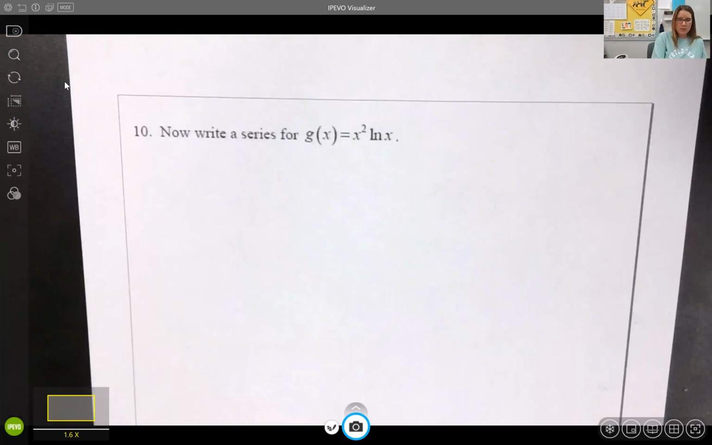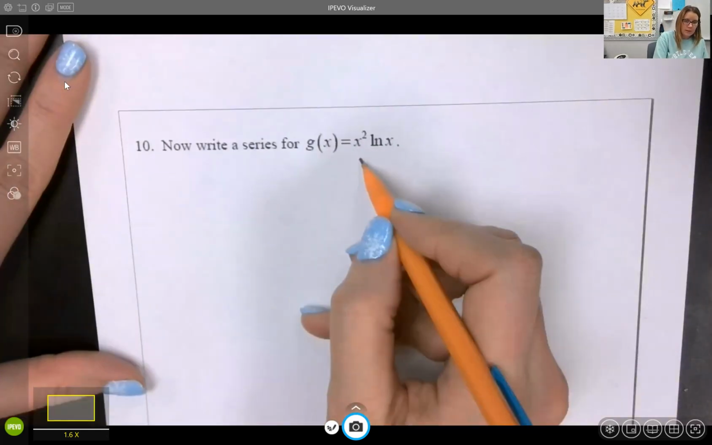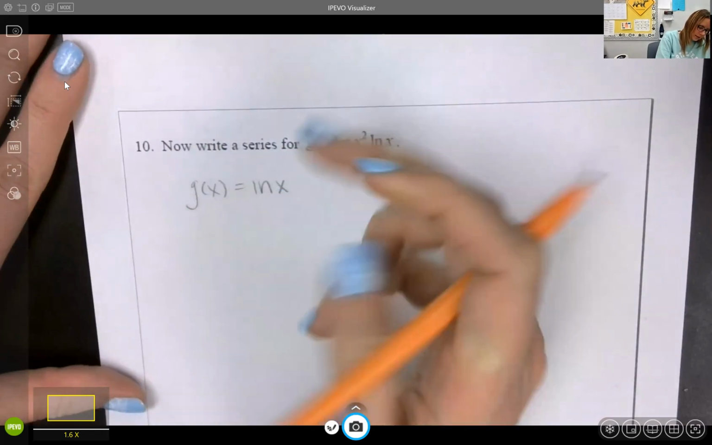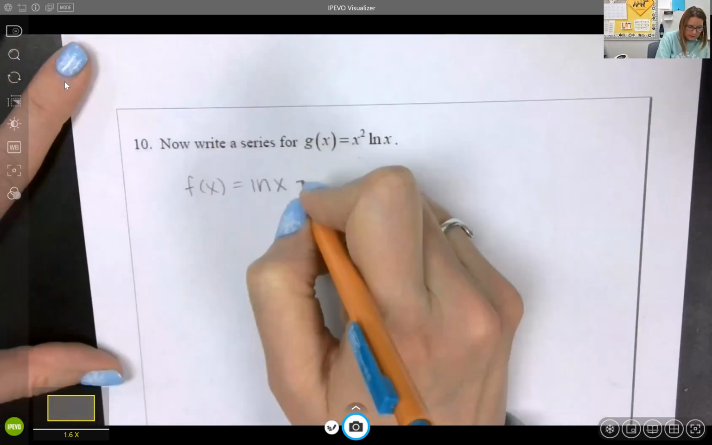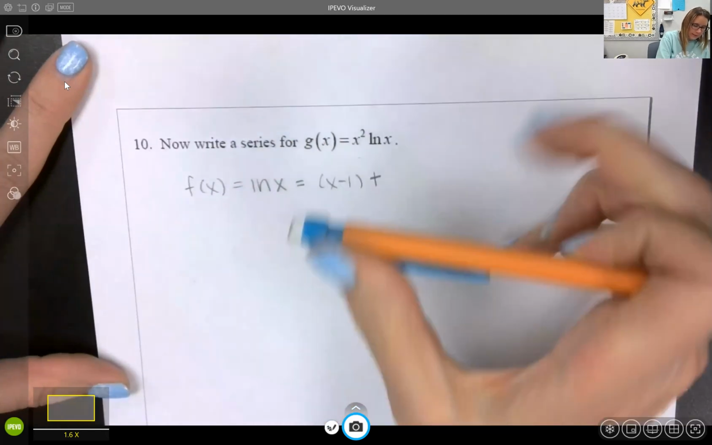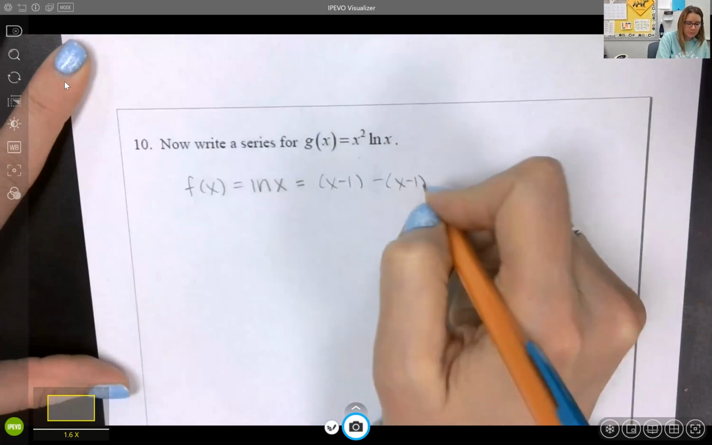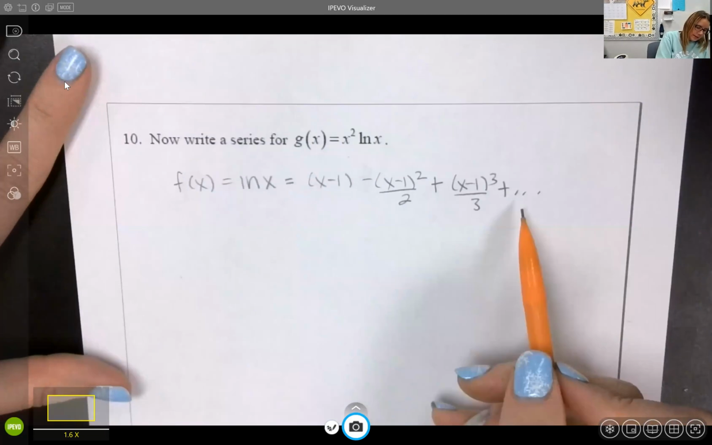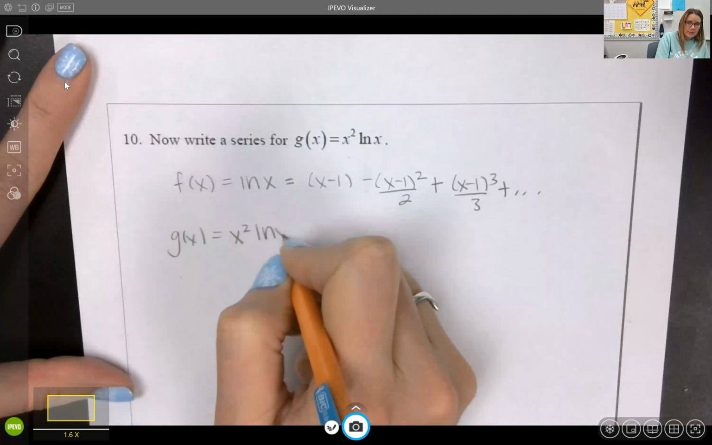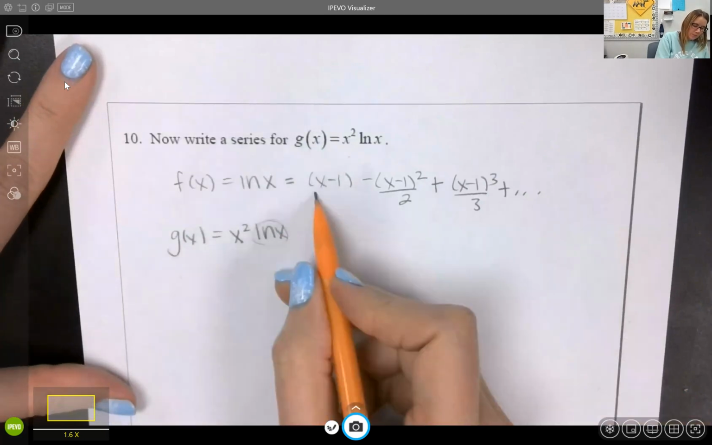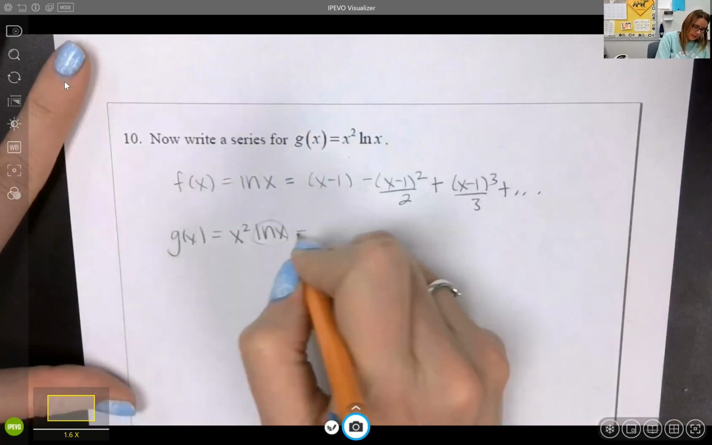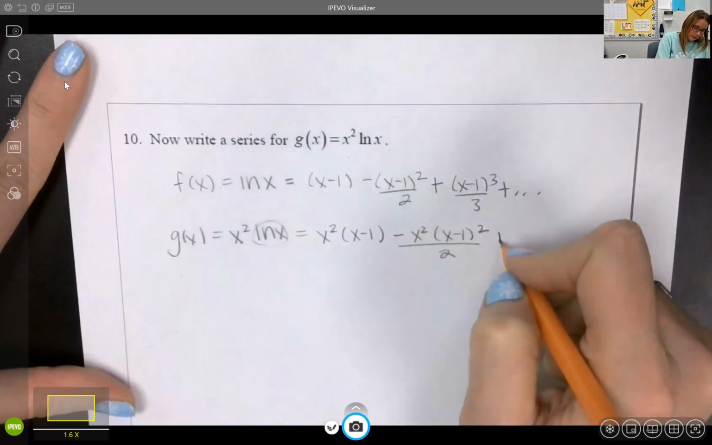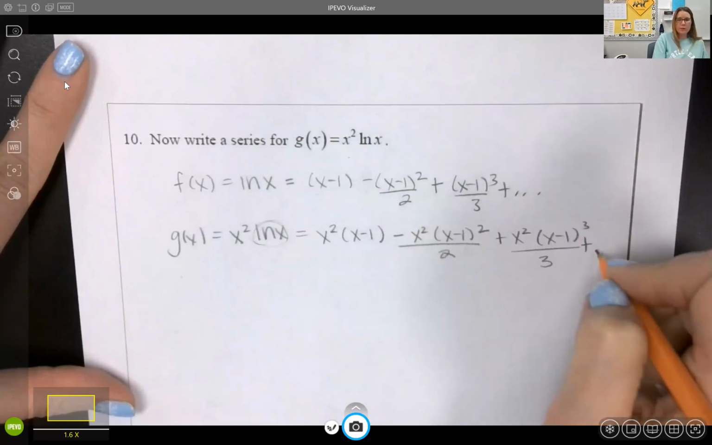Okay, so now it's going to go one step further and say, write the series for g of x equals x squared natural log x. Well, I already know that the natural log of x, and let's not call it g yet, let's call it f of x, is x minus 1 minus x minus 1 squared over 2 plus x minus 1 cubed over 3, okay? It doesn't tell me how many terms, so I'm just going to stop here. So now g of x is one step further. It's x squared times the natural log of x. So I'm going to take my natural log of x that I already know, and multiply every term by x squared. So x squared times x minus 1, minus x squared times x minus 1 squared all over 2, plus x squared times x minus 1 cubed all over 3. And we would just follow that same pattern.